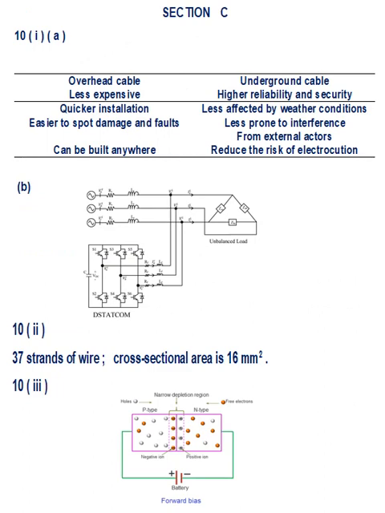Section C. Question 10, Part 1A. Advantage of overhead cable and underground cable is given. Part B. Diagram of three-phase, three-wire system is given. Question 10, Part 2. Answer. 37 strands of wire. Cross-sectional area is 16 millimeter square. Part 3. Diagram of a diode in a forward biased condition is given.